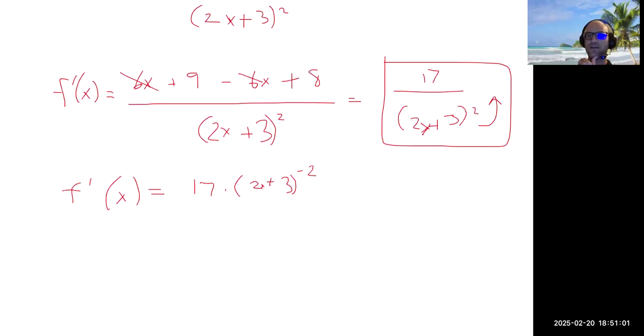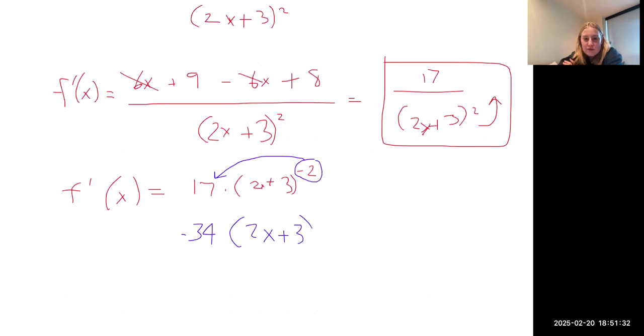So what I would say is we're going to apply kind of the general power rule, where we're taking the exponent here, that negative 2, and multiplying it times the 17. We're not going to take the derivative of the 17, we're just going to leave it as a constant. But we're going to multiply it by that negative 2. So this is going to become negative 34, and then this is 2x plus 3.